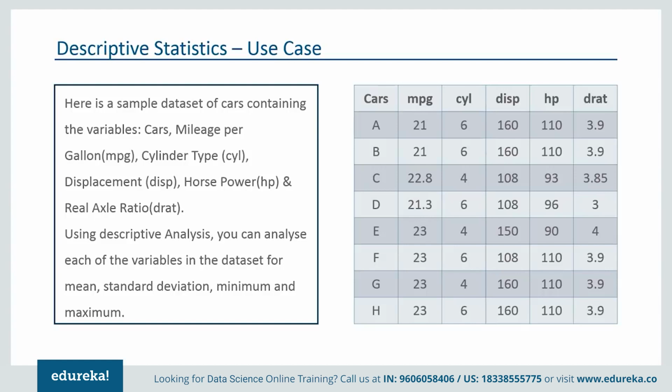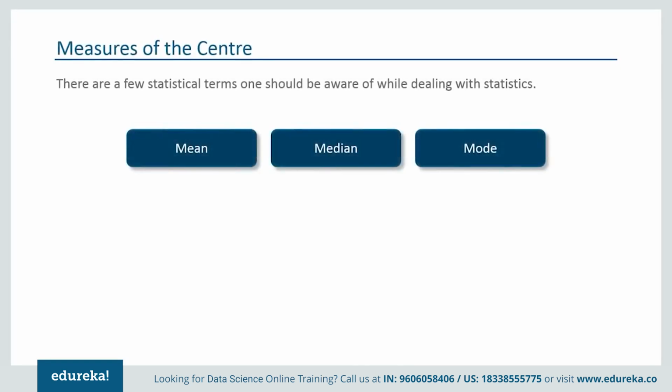Let me give you an example for better understanding. So here is a sample set of cars containing variables cars, mileage per gallon, which is your MPG, cylinder type, displacement, horsepower, and rear axle ratio. Using descriptive analysis, you can analyze each of the variables in the dataset for mean, standard deviation, minimum, and maximum of the range. Now, first of all, we are going to discuss a few measures of the center. These are also called measures of central tendency.